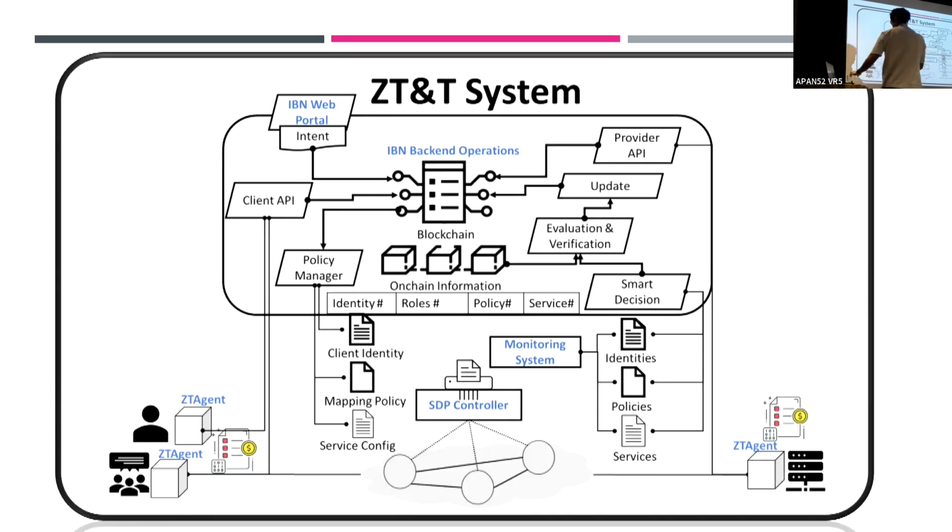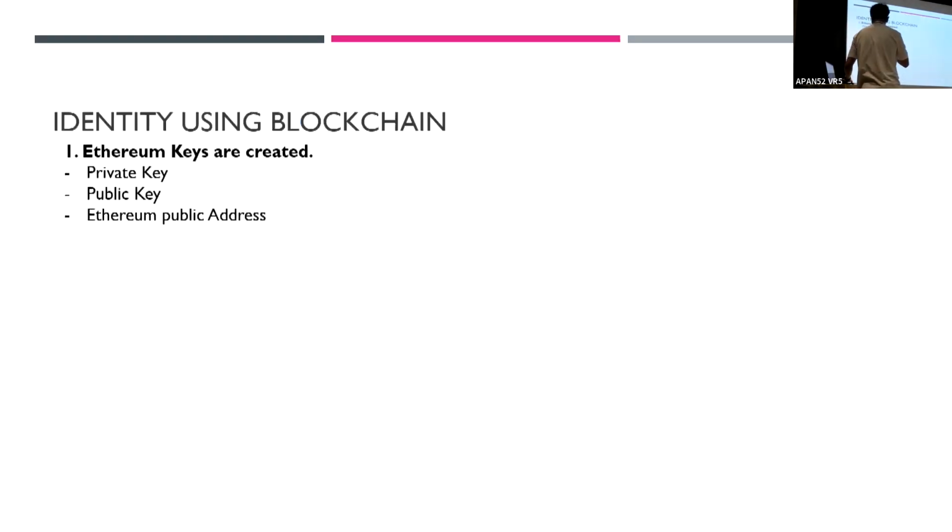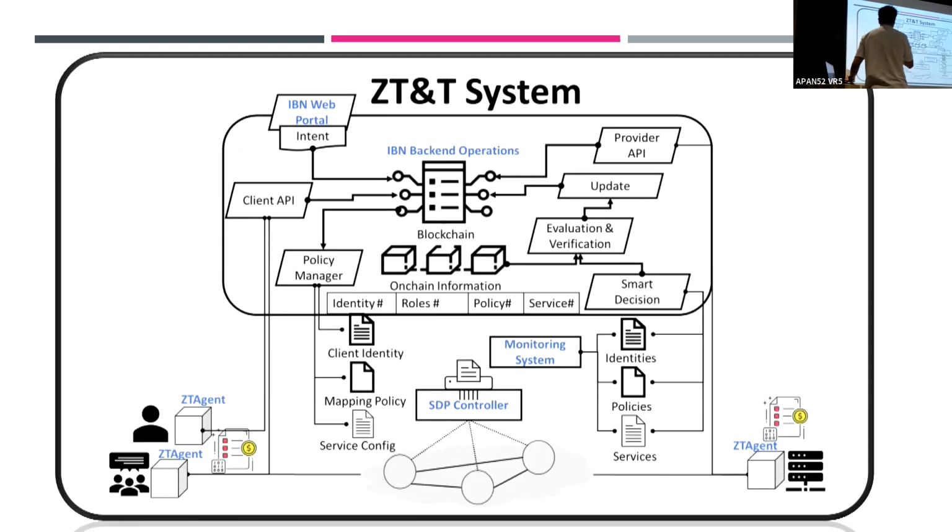The configuration that exists inside of here goes inside of the overlay itself, goes through the SDP controller, and the SDP controller just inputs the rules into routers. The system itself verifies that all the information that is flowing inside of the network matches the information that has been coded inside of the smart contracts, that the smart contracts have coded inside of the blockchain themselves.